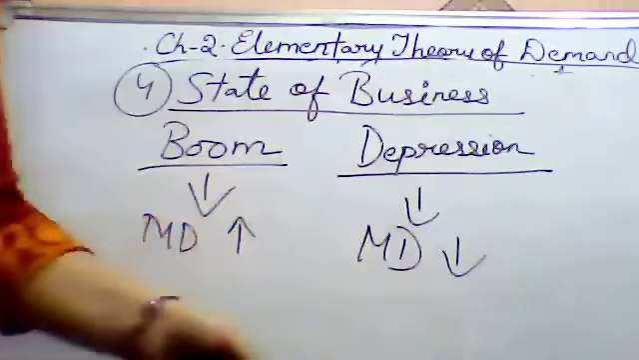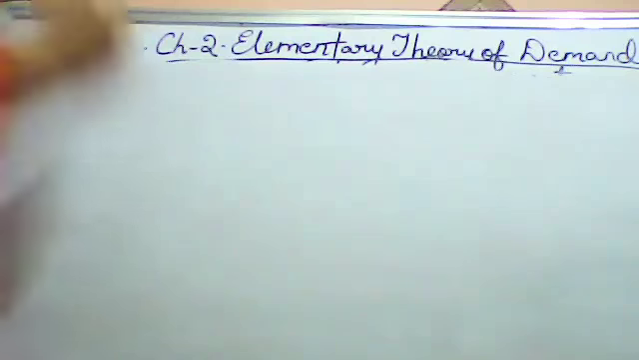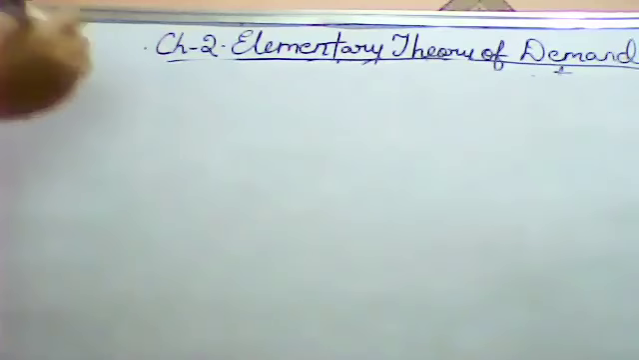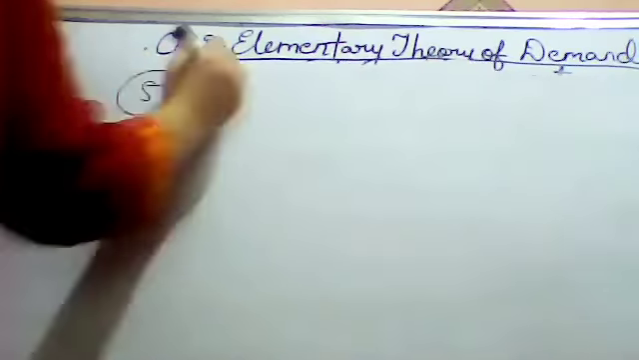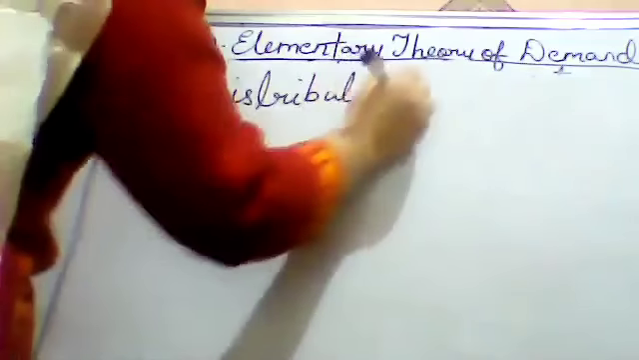Now the last point, what is there which affects the market demand? Distribution of income. Just one minute. This is the fifth point, no? Distribution of income.